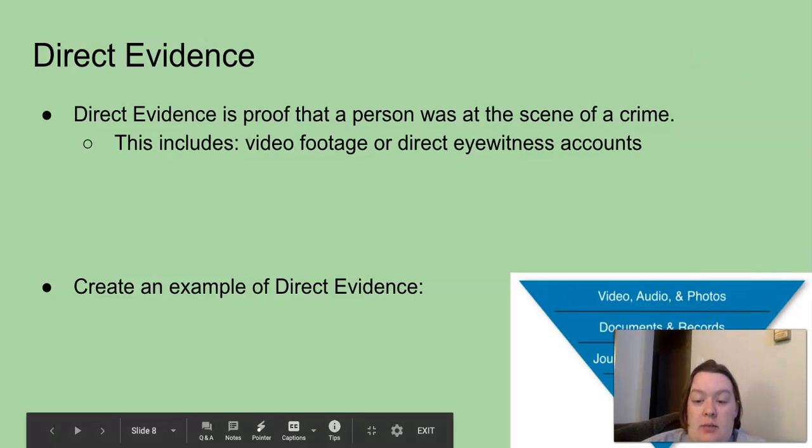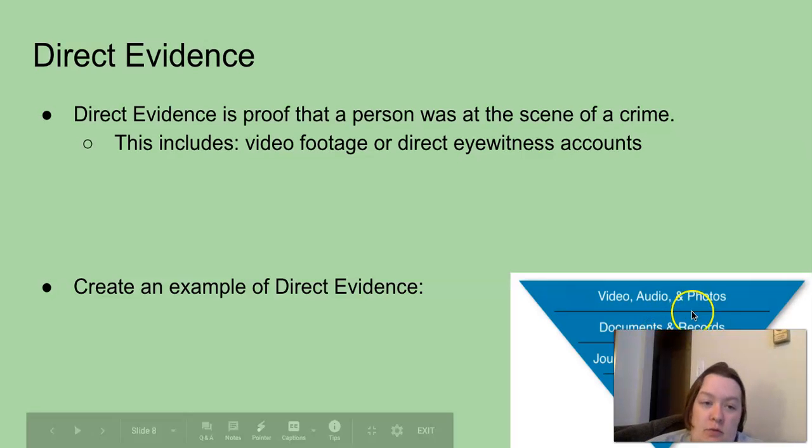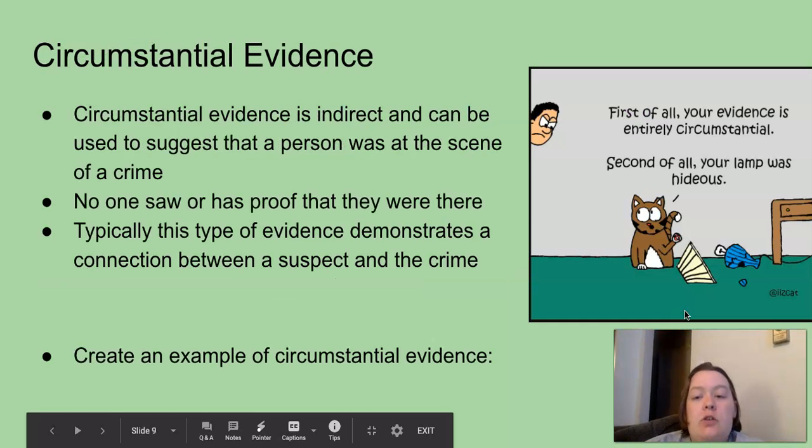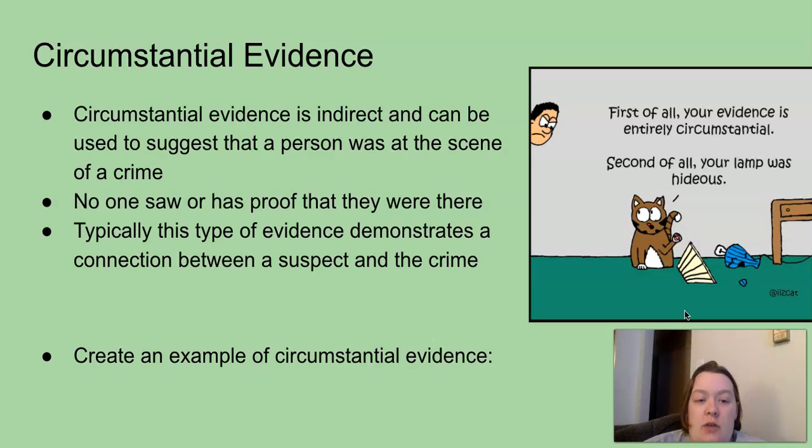And here are some examples. So again, eyewitness accounts can be an observer, it could be someone acting as a journalist, it could be documents or records that prove you were somewhere, video, audio, photos. Those are examples of direct evidence. Circumstantial evidence is indirect evidence that can suggest that somebody was at a crime scene. No one saw it, there is no proof, but it kind of ties you to the area.